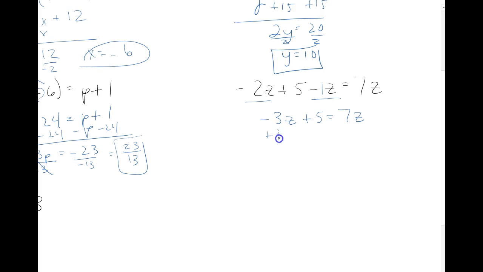So let me add 3z to both sides, just so that it's gone over here. I can bring down my 5, and then this becomes a 10z. And then if I need that z isolated, I need to divide by 10. So z is equal to 1/2.